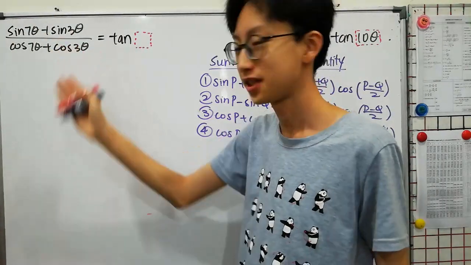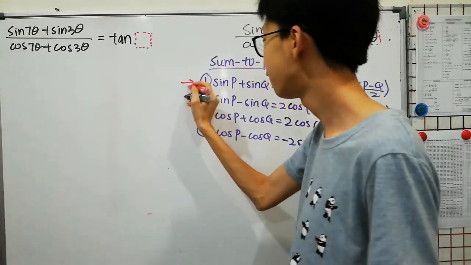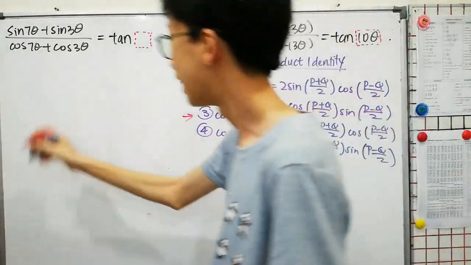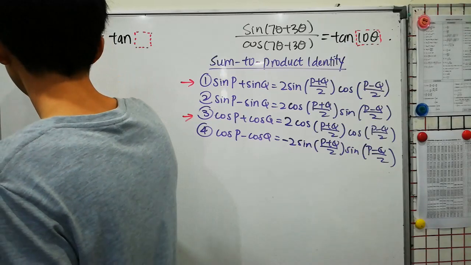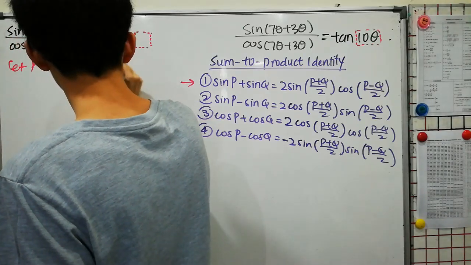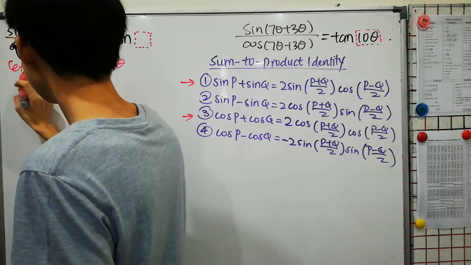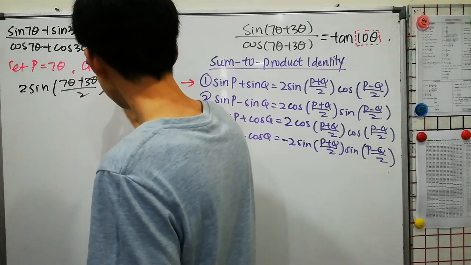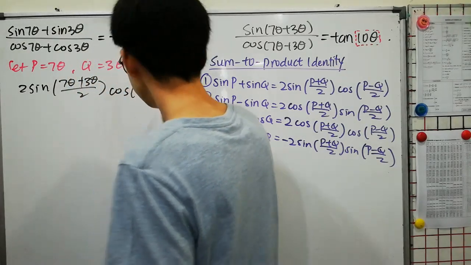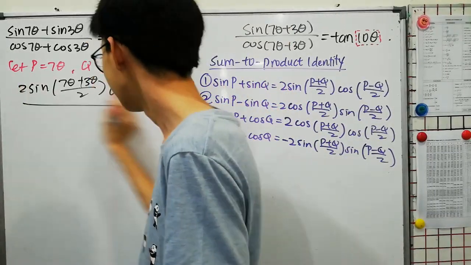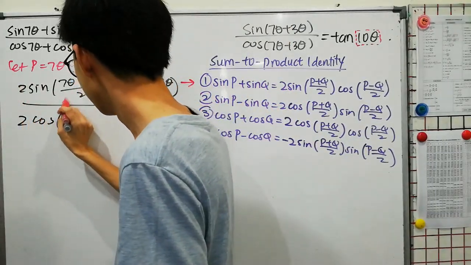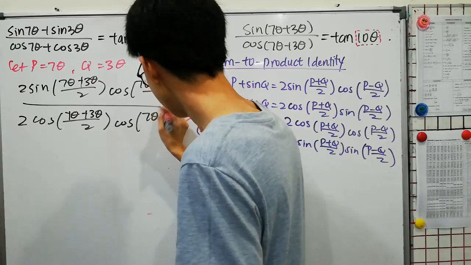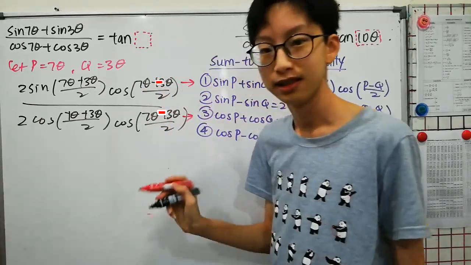Welcome back to this. This time we can just use the first formula for the part on top and the third formula for the part below. Okay, so we let P be 7 theta and Q be 3 theta. So on top we will have 2 sine((7 theta plus 3 theta) over 2) times cos((7 theta plus 3 theta) over 2). We will simplify this later. Okay, divided by 2 cos((7 theta plus 3 theta) over 2) cos((7 theta minus 3 theta) over 2). Now cancel.